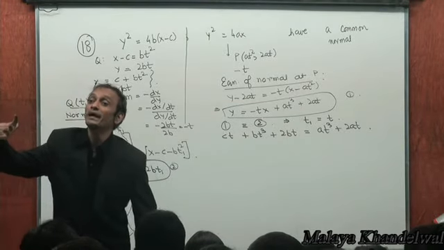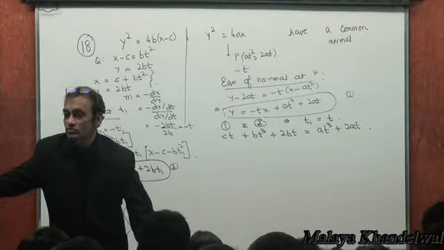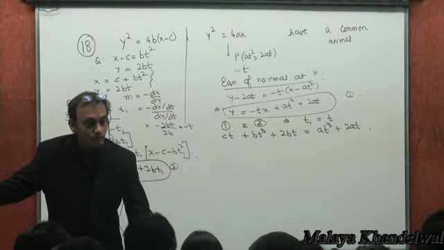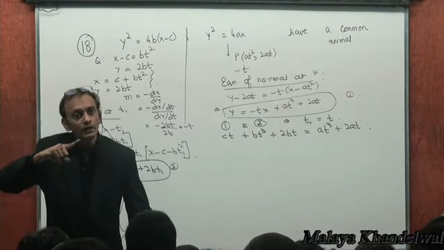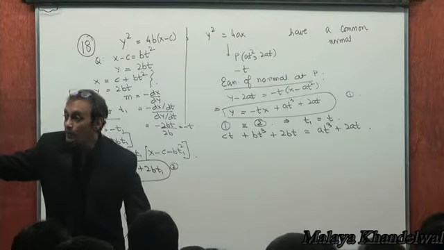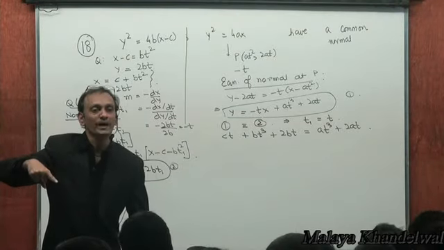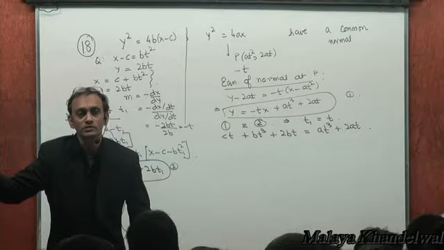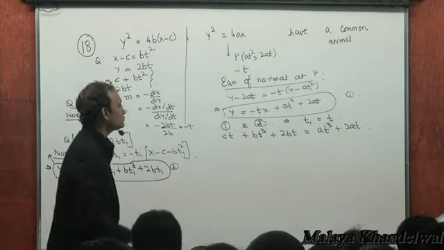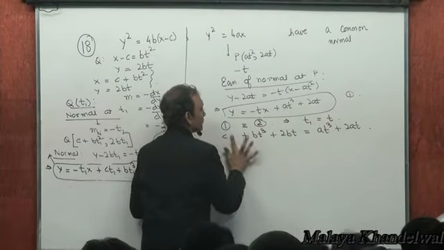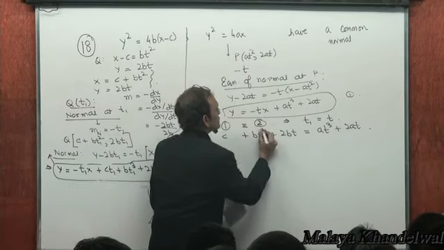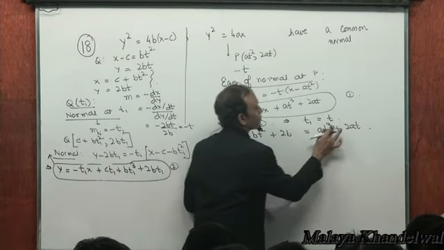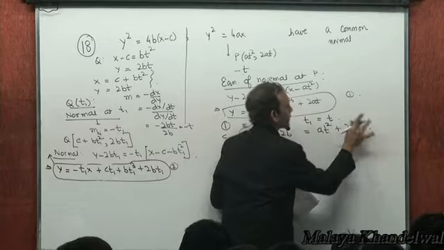And therefore, dividing by T is legitimate, because T is not 0. T equal to 0 will give me the vertex, and therefore the normal at the vertex, which is the axis of the parabola. We are not seeking that normal. So let me divide by T. When I divide by T, CT is 2B. This is what I get.